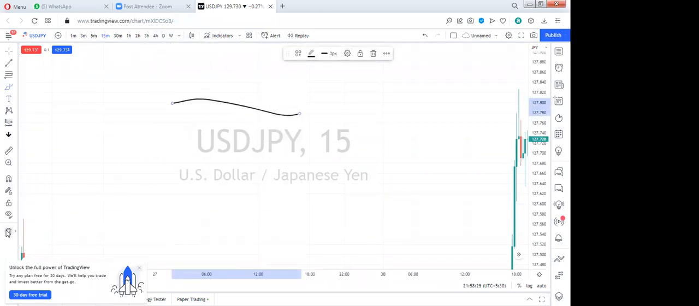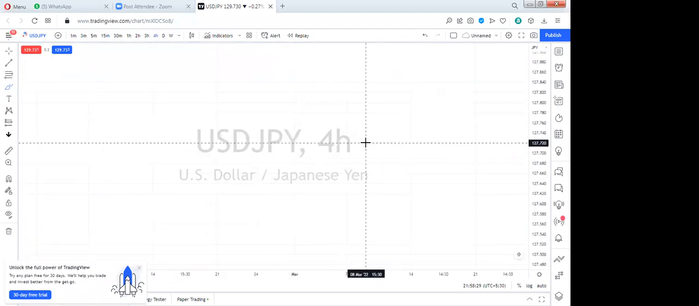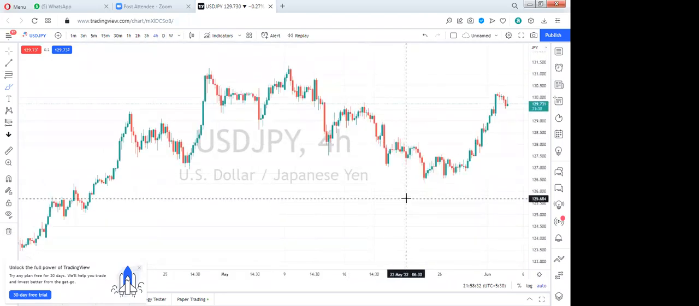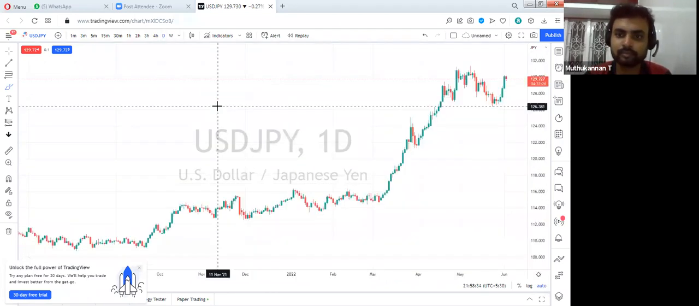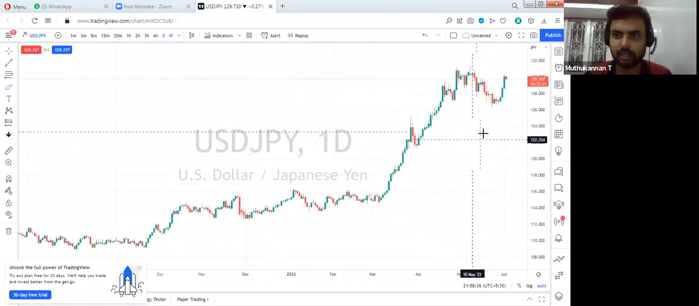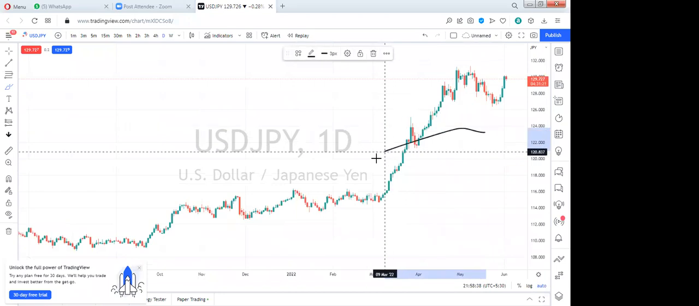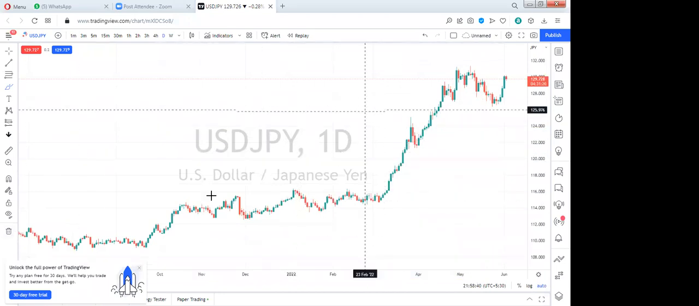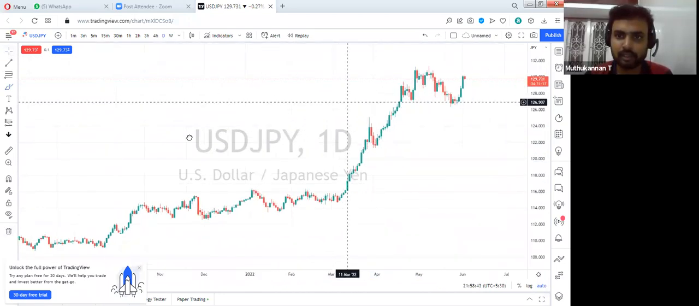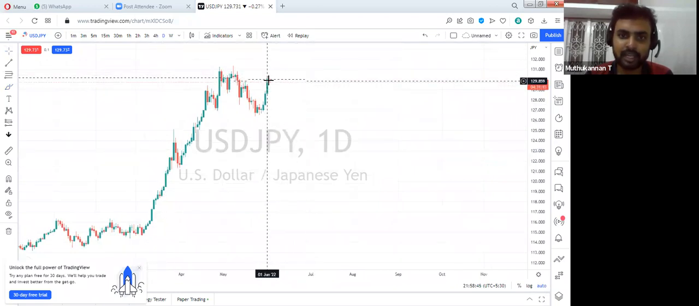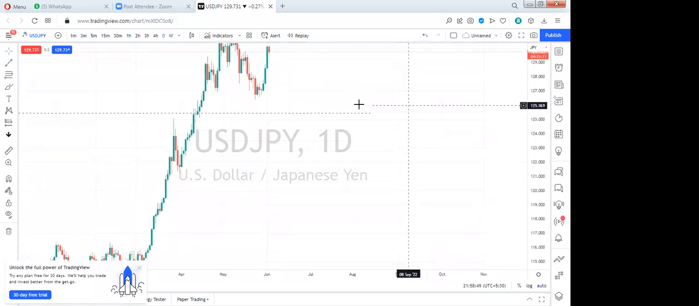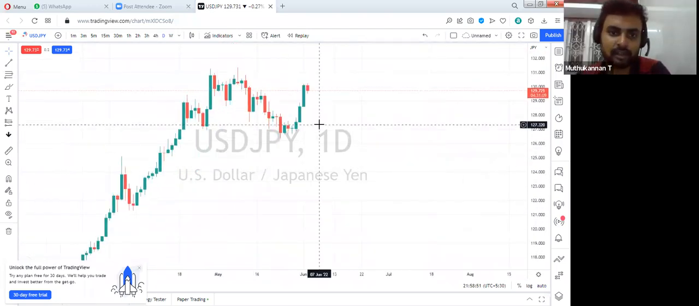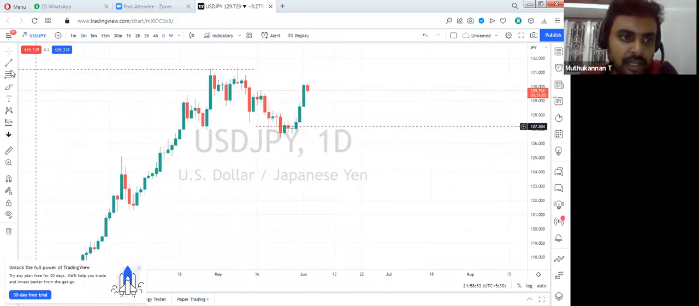I will be doing intraday trading, sir. Okay, I need to go for the daily chart. Then I need to look into the break of structure, right? So on the daily chart, yes. Absolutely. Now let's see this chart, USD JPY. We are here. Now, what is happening here? We can see here there's a break of structure.